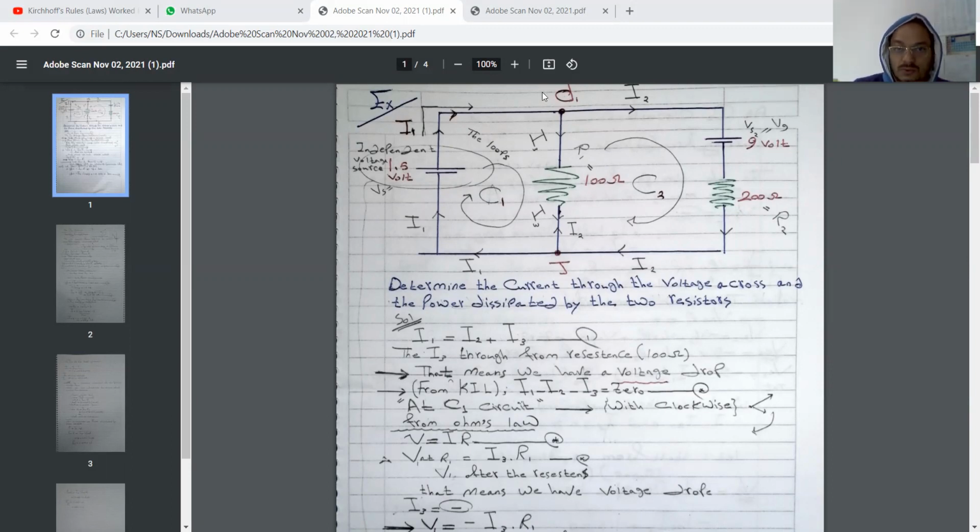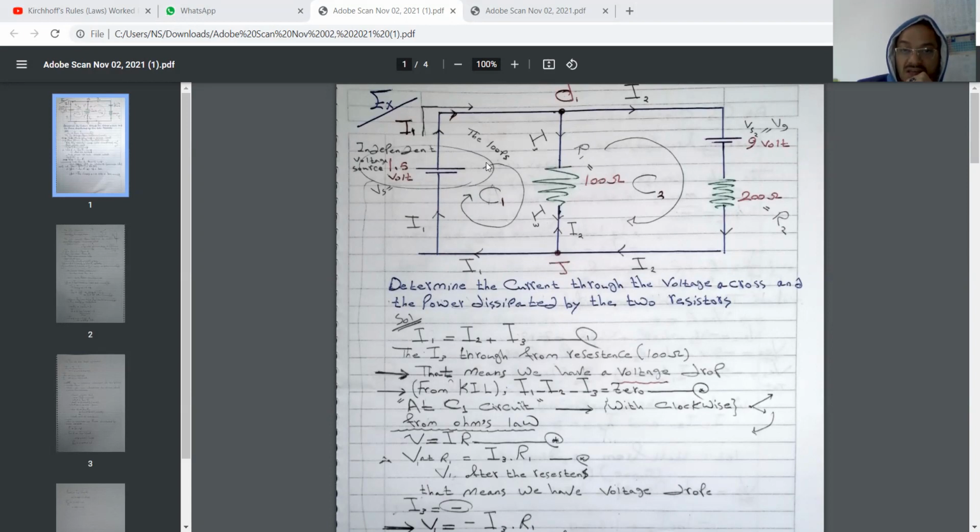We have two independent voltage sources, VS1 and VS2, or VS and VG, and two different resistances, 100 ohm and 100 ohm. We have two nodes, or junctions, D and G. Current I1 goes directly to node D. Here are I2, I3, and resistors 1 and 2.